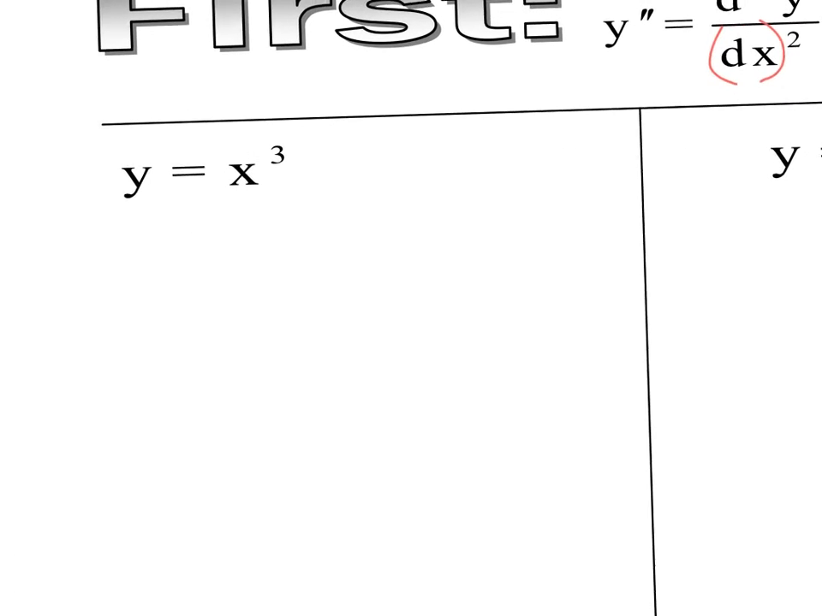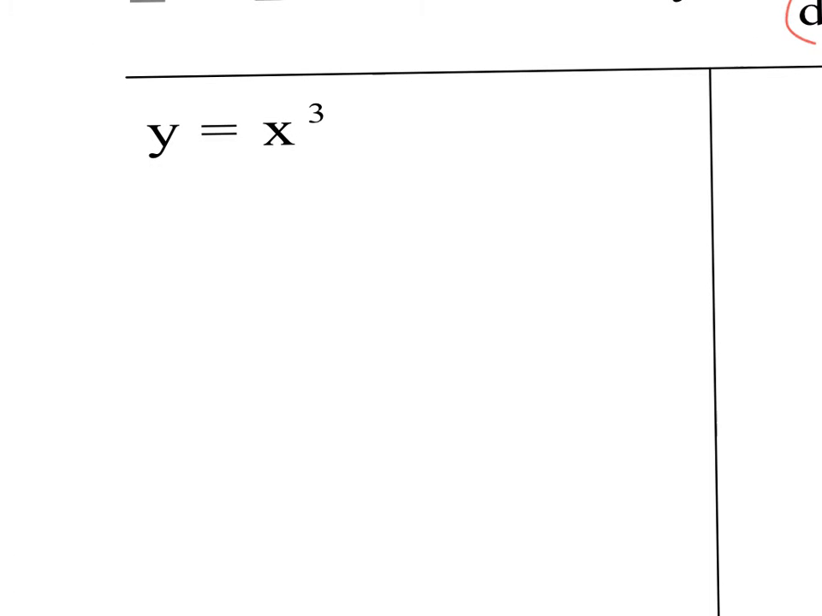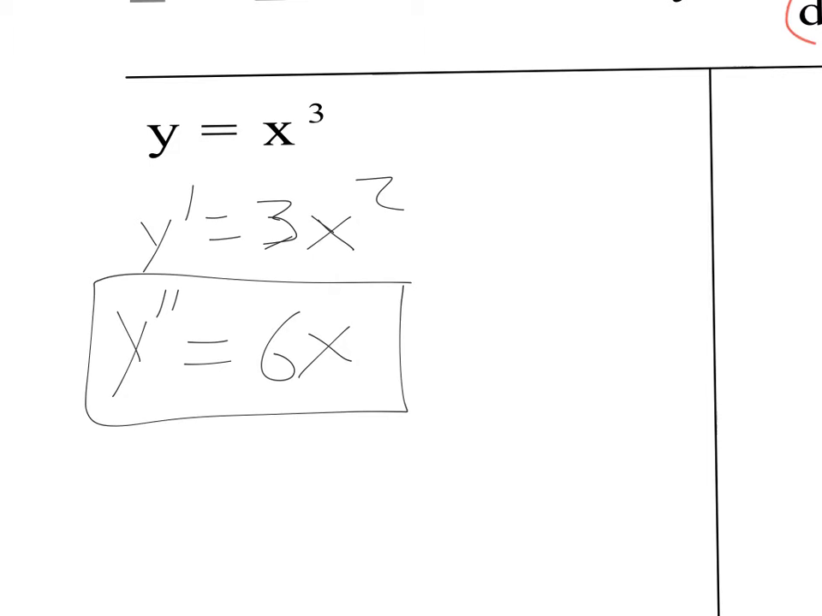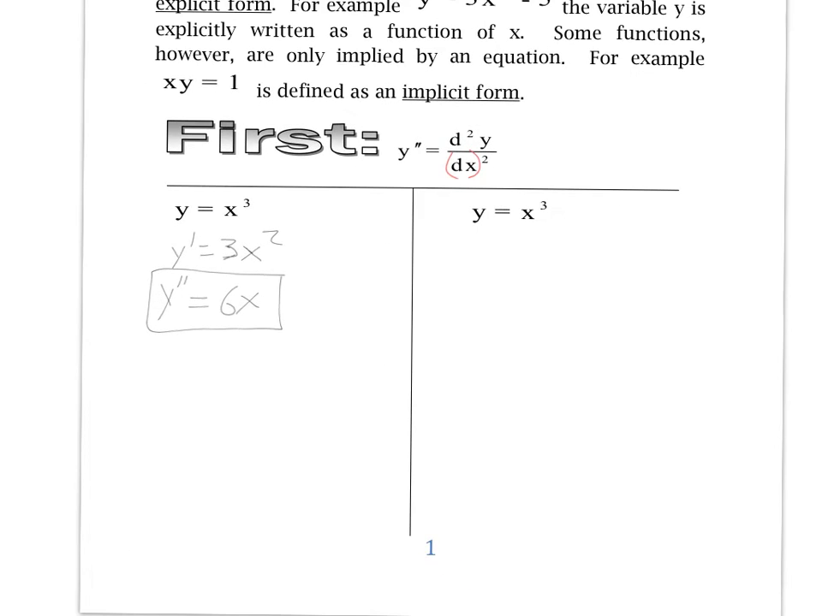Let's just think about how we would do this normally, right? If I was to take the derivative, first I would just be like, oh, this is y prime, that would be 3x squared. Boom, done. And then if I want to take the derivative again for the second time, I'd just do the power rule again. It would be 6x, and we're done, okay? Seems straightforward enough because this is an explicit function.